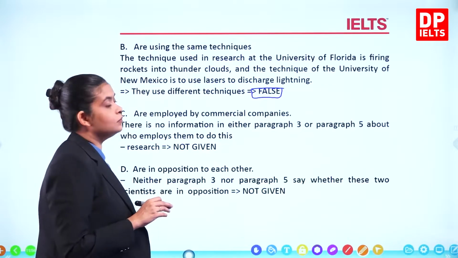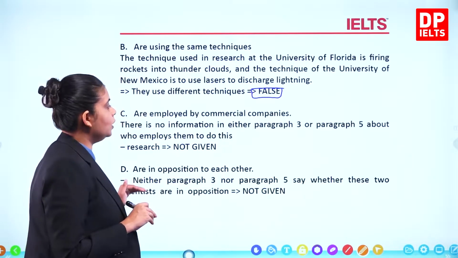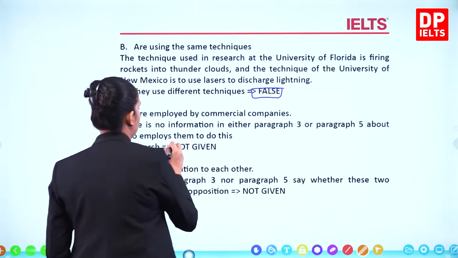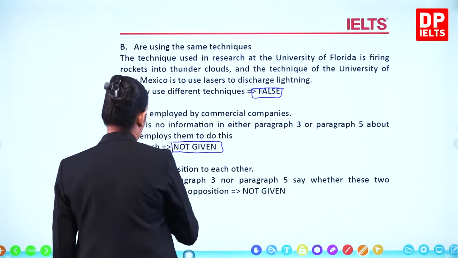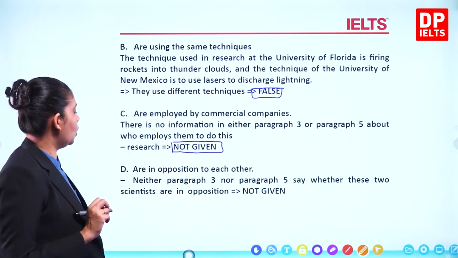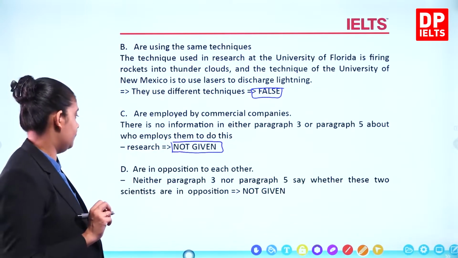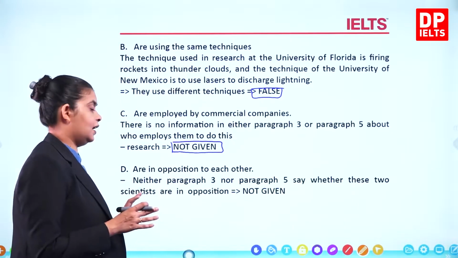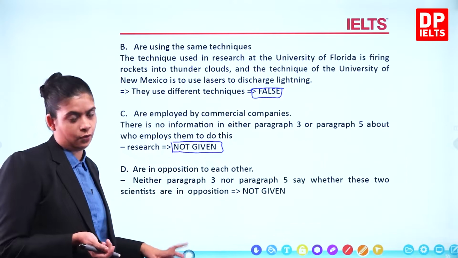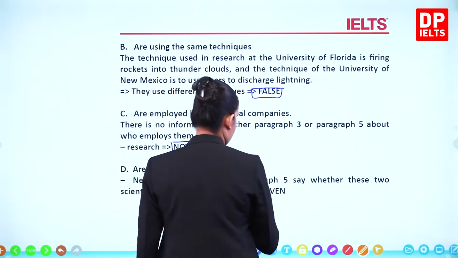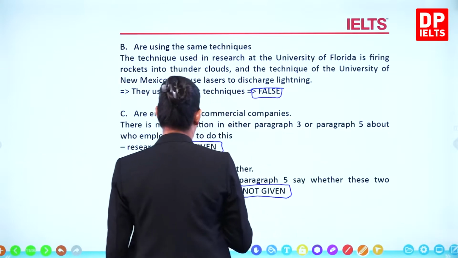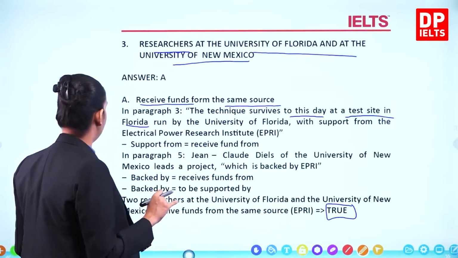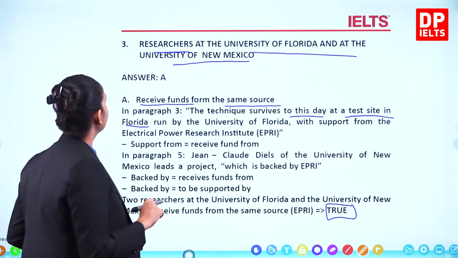They are employed by commercial companies. There is no information as to who employs them, so the answer is actually not given. Are in opposition to each other, okay? Neither para 3 nor para 5 say whether the scientists are in opposition. I don't know, so the answer would be not given. Okay, so the true answer would be A, right?